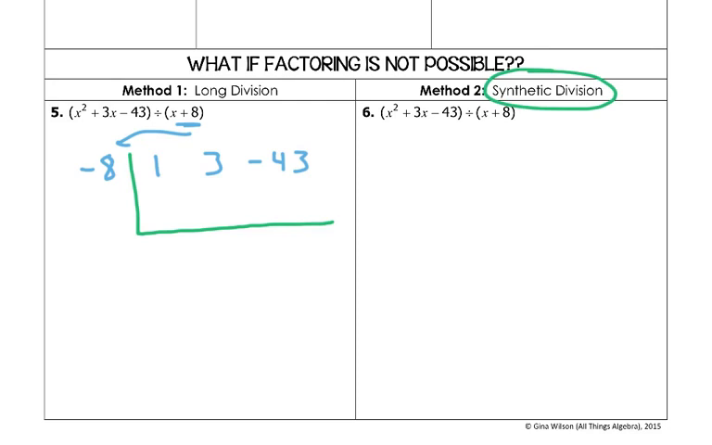So the first thing that we need to do is bring down the 1. That's the first step, bring down the first number. Now we need to multiply negative 8 times 1, which gives us negative 8. We put that right here and add those: 3 plus negative 8 gives us negative 5. Again, now we're multiplying negative 8 times negative 5, and we end up getting positive 40.